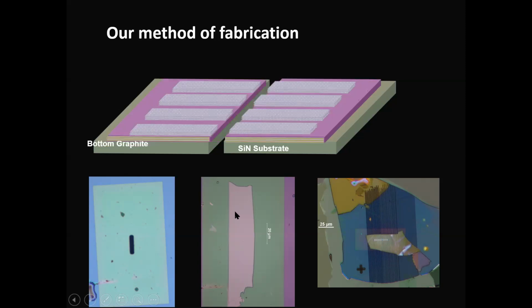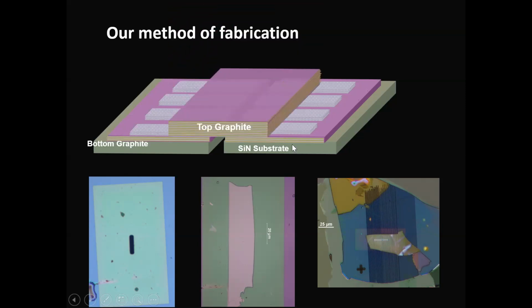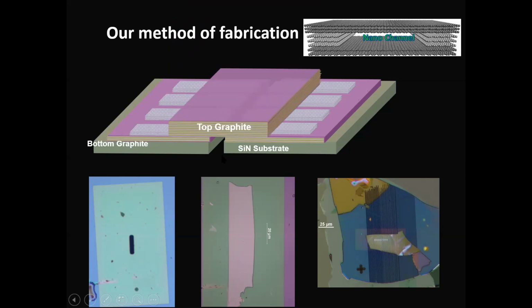Then comes the next step. We can etch from the back side, and you cut from the middle. Then you transfer the top graphite. Now, from the side view, I have expanded this region. This region looks like this: this is the bottom graphite, and these are graphene lines. In between there is no graphene because we have etched using oxygen plasma. And then there is the top graphite.